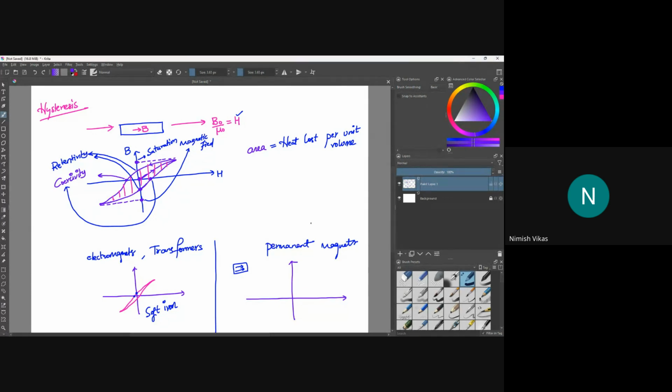So if you want a good permanent magnet, obviously you want the material to retain a large amount of magnetic field even after removing it from the external magnetic field, which means you have to choose a material which has very, very high retentivity. So even after you remove H and make H zero, you still have a very large value of magnetic field inside. So very high retentivity.